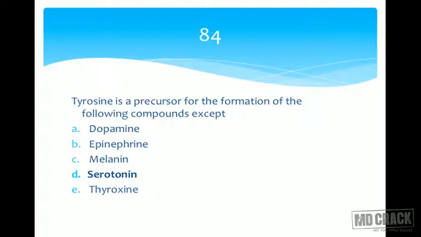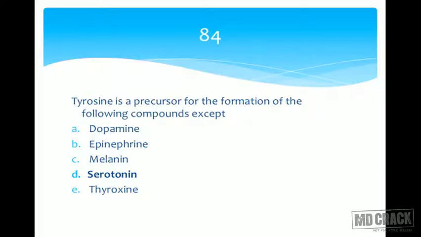Thyroxine, yes, tyrosine residues in thyroglobulin are going to form thyroxine. Tyrosine is going to get iodinated to form monoiodotyrosine and diiodotyrosine, which will then combine to form T3. MIT plus DIT forms T3. DIT plus DIT will form T4. T3 and T4 are the thyroid hormones. So tyrosine is the precursor of all of this except serotonin. Serotonin is got from tryptophan.